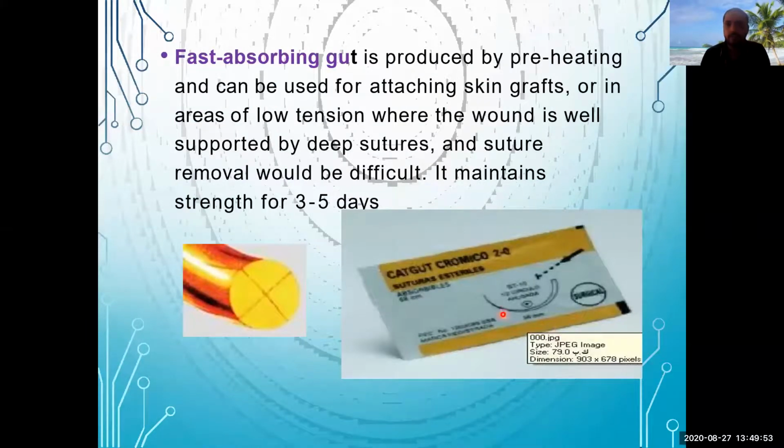Fast absorbing gut, by preheating, can be used for attaching skin graft. This is called skin grafting. In grafted areas, we want the graft to be secured in place for a few days. Then, when it gets imbibition and those things, it will secure itself to the tissue. After that, it is not required. So we need it for a few days only. In this case, we can use this fast absorbing gut. It maintains strength for 3 to 5 days only. Okay.